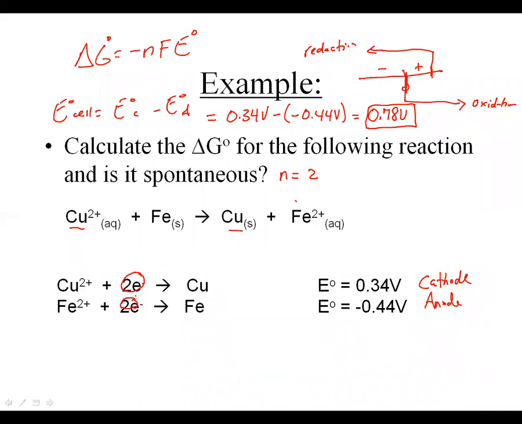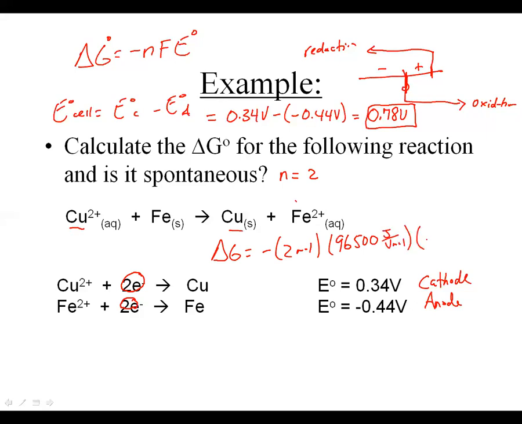Again, N is the total number of electrons that are lost by the anode and then picked up by the cathode. In this case, it is basically 2 being transferred. That's pretty much all we need for our delta G at this point. Our delta G will equal minus N, which is 2, times our F, Faraday's constant, 96,500 joules per volt per mole.